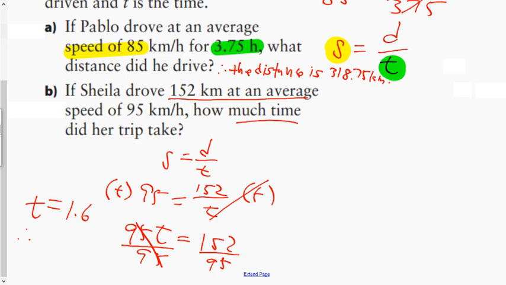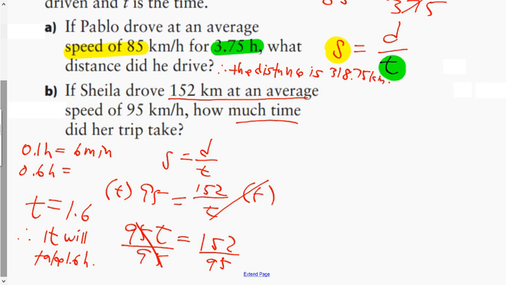It's going to be in hours. Therefore, it will take 1.6 hours. Now, if you're smart, you will know that 0.1 hours is equal to 6 minutes, because there are 60 minutes in an hour, and a tenth of 60 is 6. So therefore, that 0.6 hours will actually be equal to 36 minutes. So if you want to prove to yourself that you're a genius, you could actually say 1 hour and 36 minutes. Perfect.